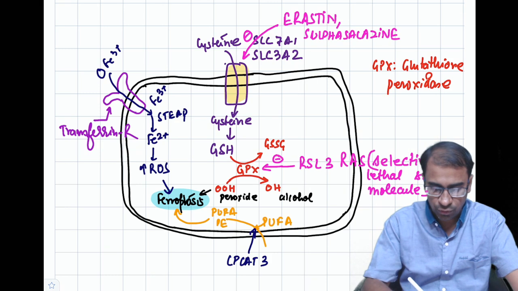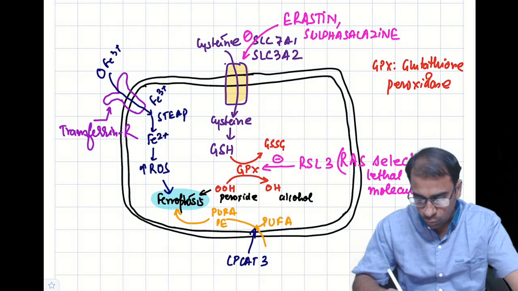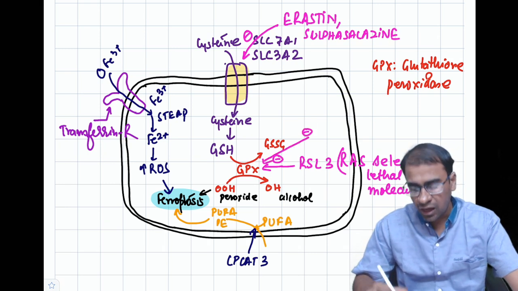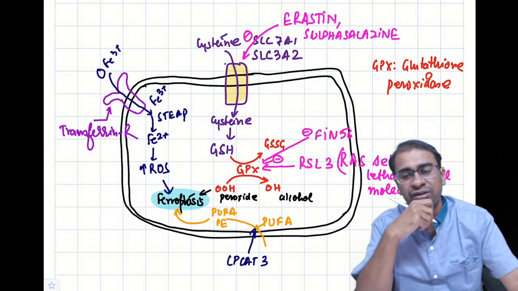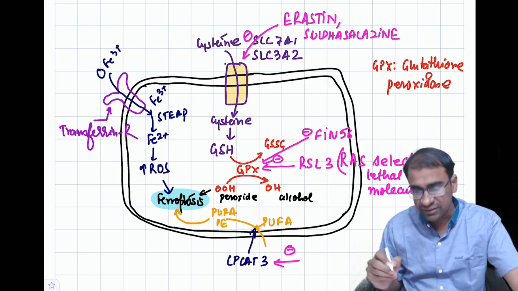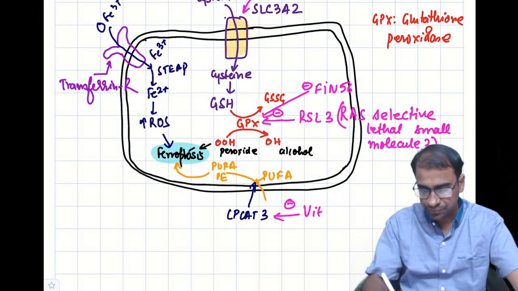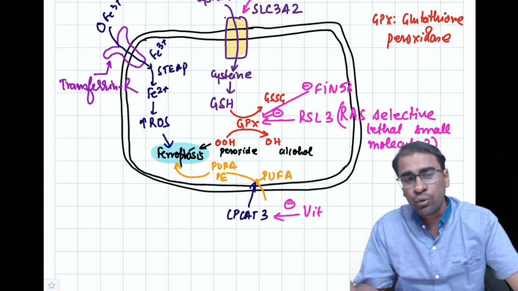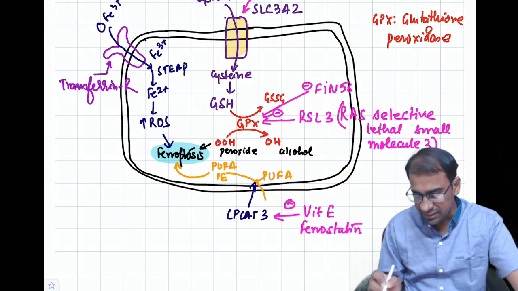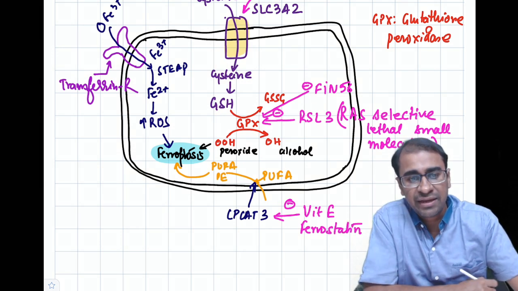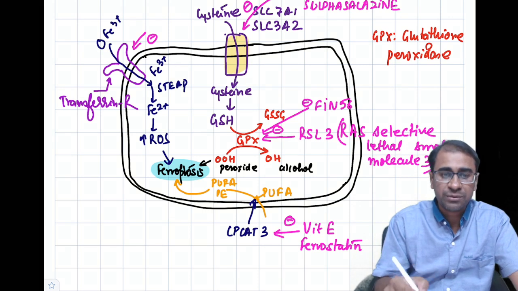So yes, it's a bit confusing, but that is what the RSL3 stands for. GPX can also be inhibited by a different drug called FIN56, and LPCAT3 can be inhibited by vitamin E or ferrostatin. The entry of iron can be inhibited by deferoxamine, so DFO.